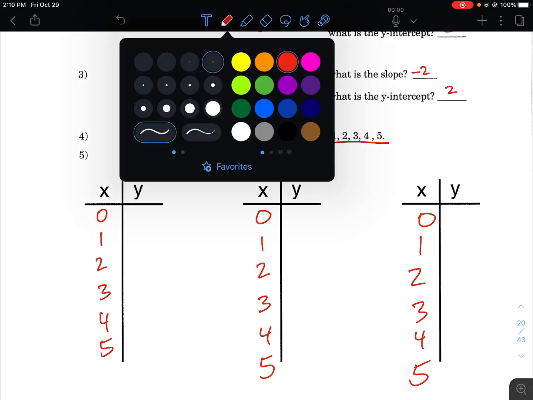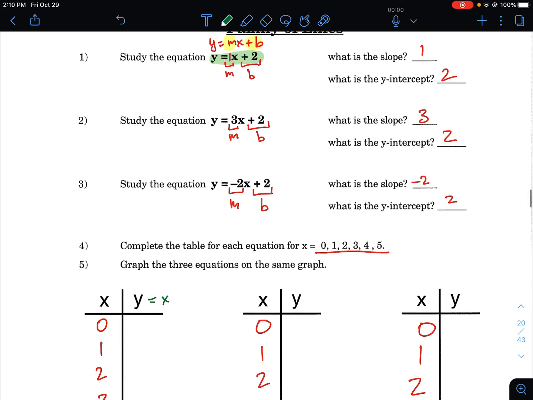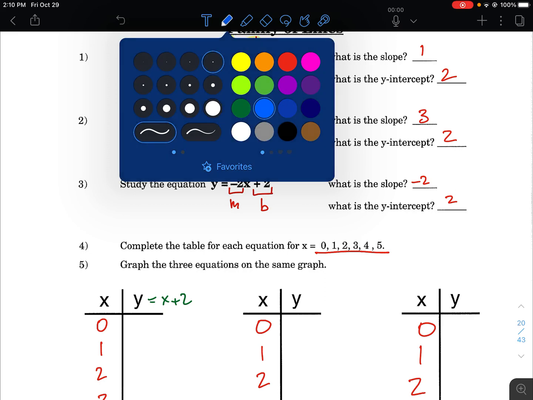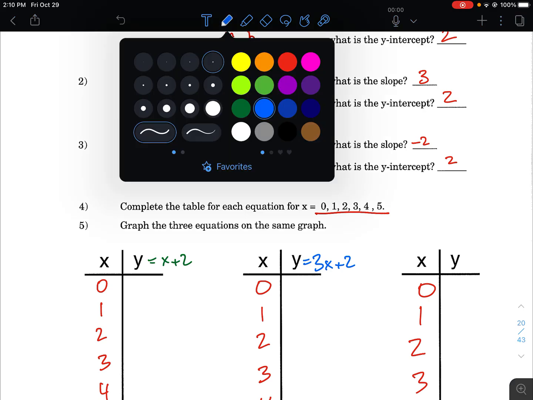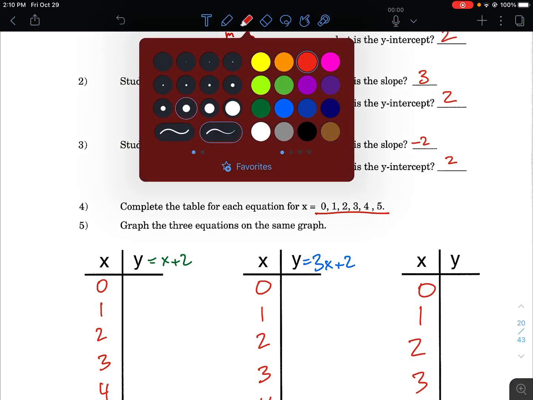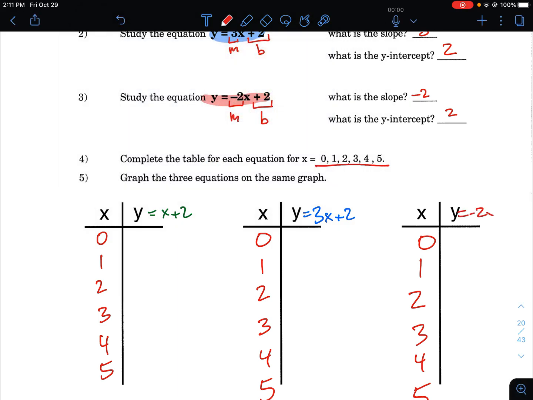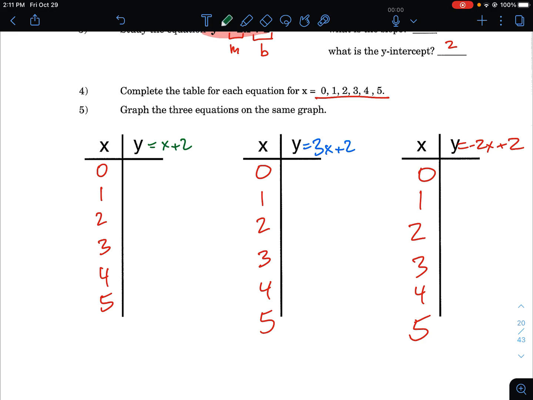All right, so my first equation is y equals x plus 2. My second equation is going to be y equals 3x plus 2. And my third equation is going to be, let's do it in red, y equals negative 2x plus 2. All right, let's figure out when x is 0, what does y equal? When x is 0, 0 plus 2, well, that's just 2.